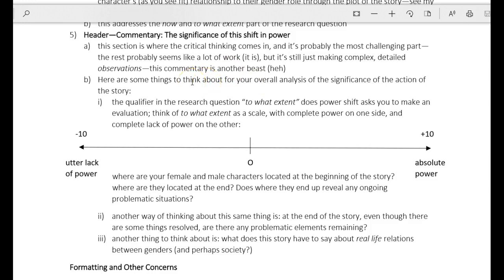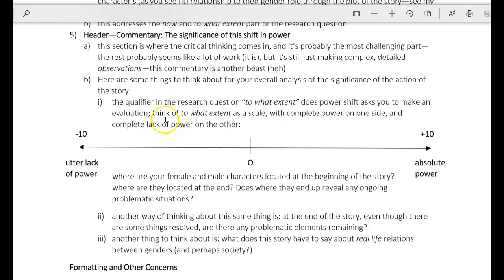So here are some things that you might think about, some questions you might ask of the story to come up with something to say in the conclusion. So you have a long, interesting, complex conclusion. So I tried to structure the research paper in a way that would encourage you to do that by asking, to what extent does power shift? That "to what extent" language asks you to make an evaluation.